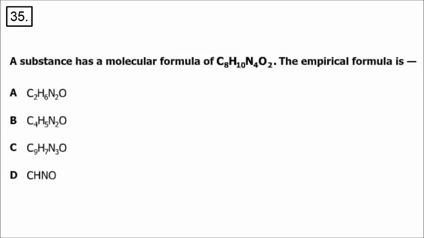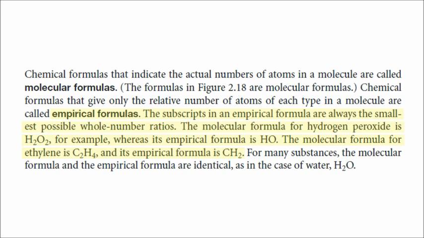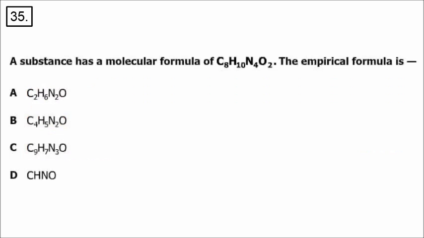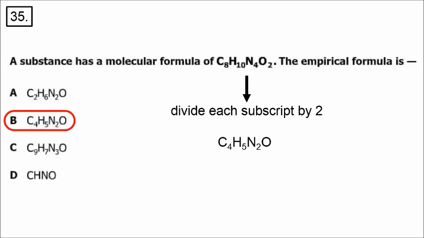This question is talking about the empirical formula. So the difference between the molecular formula and the empirical formula is that the molecular formula gives you the actual number of atoms in a molecule. The empirical formula gives you the smallest possible whole number ratios. So if I have C2H4, then the empirical formula is CH2. So if 8, 10, 4, and 2 are the subscripts, and we divide each subscript by 2, my empirical formula is C4H5N2O. So the correct answer is B.